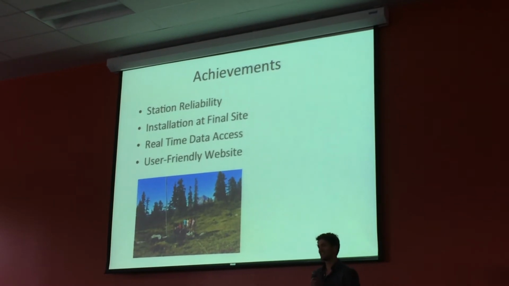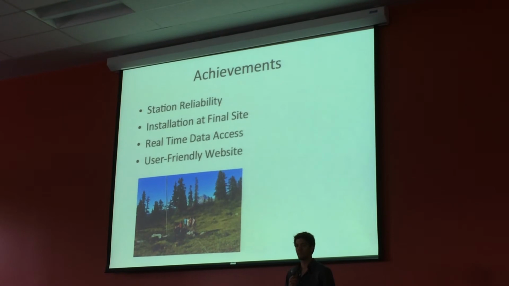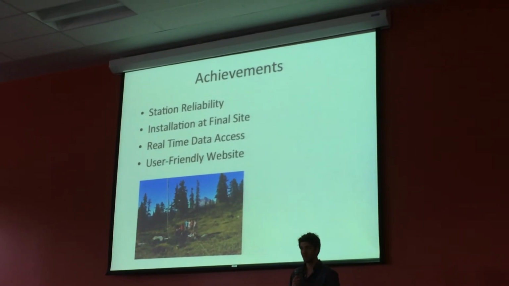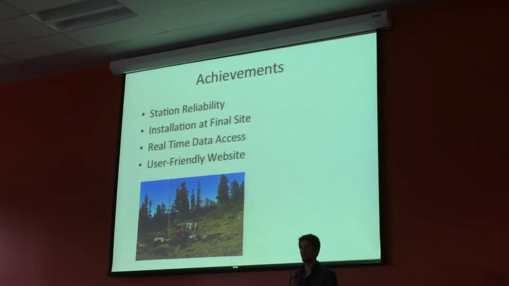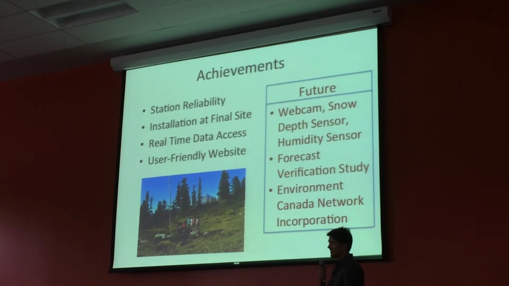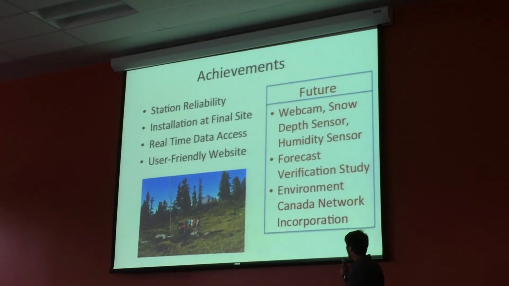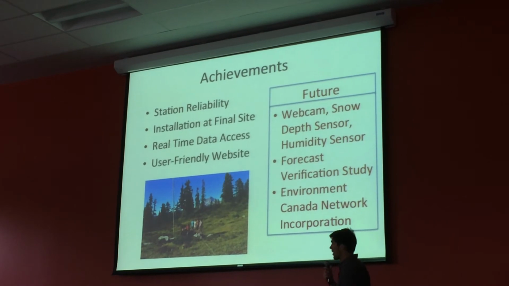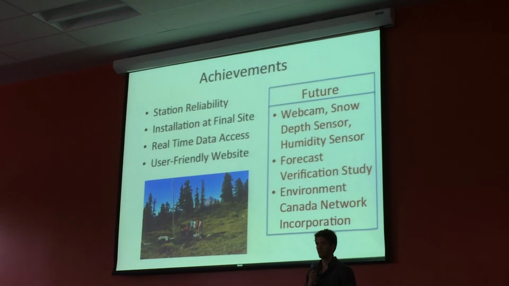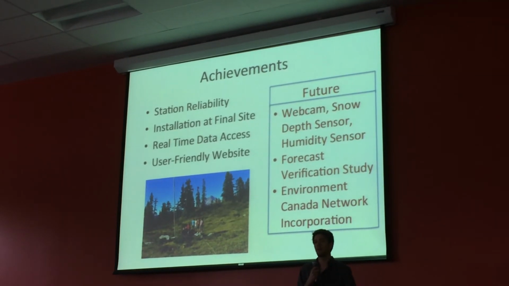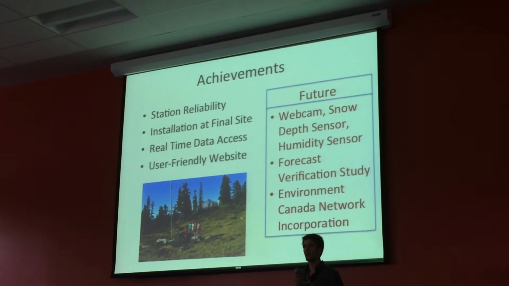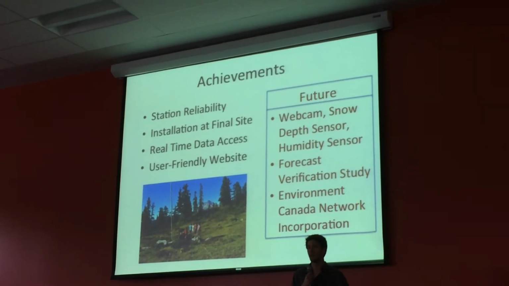But that isn't to say that I don't want to see more improvements in the future. And just because I'm graduating here at Quest doesn't mean that the weather station is going to stop existing and improving. So I'd like to see the addition of a webcam, a snow-depth sensor, and a humidity sensor. But more importantly, I'd like to see a forecast verification study performed. This would be a comparison analysis of the 3 Environment Canada models, the regional, the global, and the high-resolution model, to my observed data at the site.